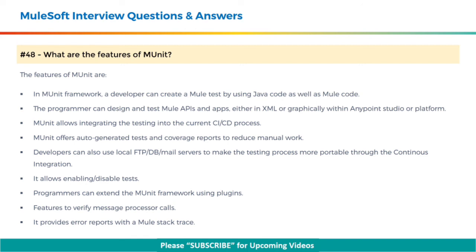Developers can also use local FTP/DB/mail servers to make the testing process more portable through continuous integration. It allows enabling/disabling tests. Programmers can extend the MUnit framework using plugins. It has features to verify message processor calls. It provides error reports with a Mule stack trace.